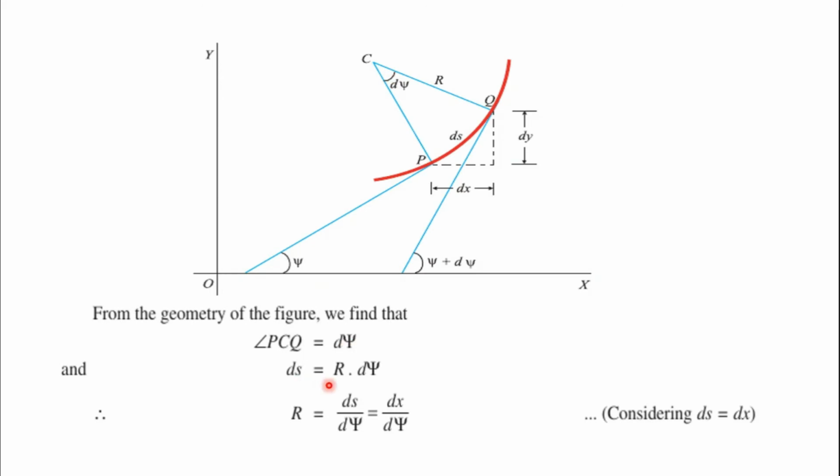Now ds can be written as r multiplied by d psi, where r is the radius and d psi is the subtended angle, and r can be written as ds upon d psi, equals dx upon d psi. Why dx upon d psi? Because a very small unique assumption is being taken here, that is ds equals dx. And why have we taken this? Because they are very small and a small elemental length can be assumed to be equal. So there will be hardly any difference between dx and ds because they are very small. And to simplify the scheme of things, we can take ds equals dx for simplification.